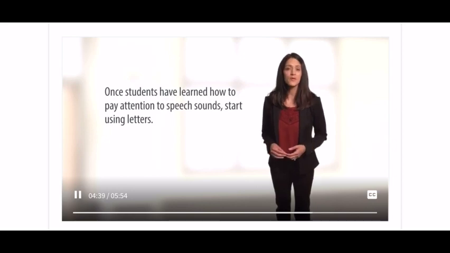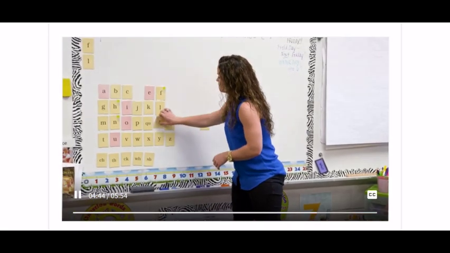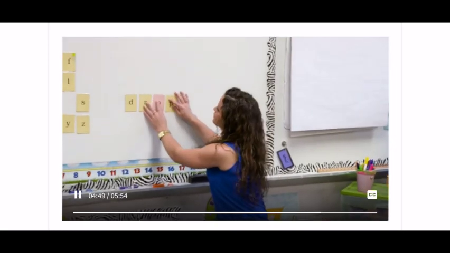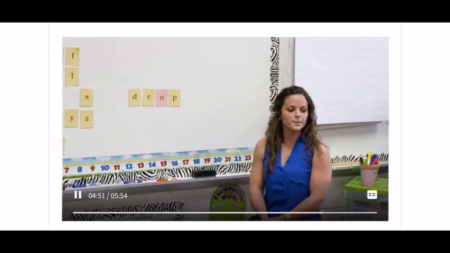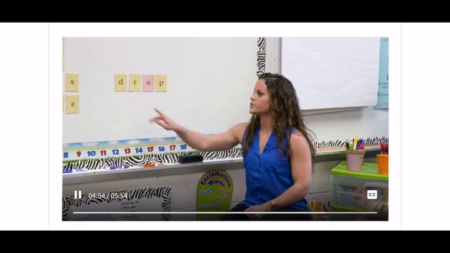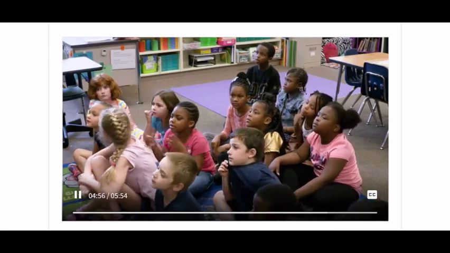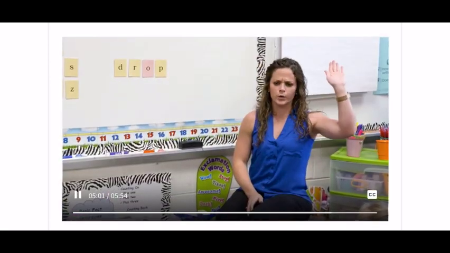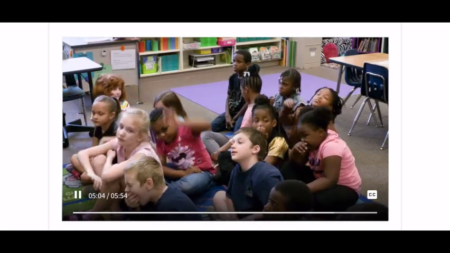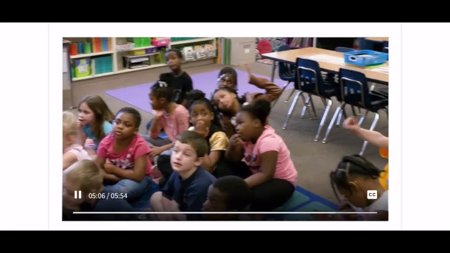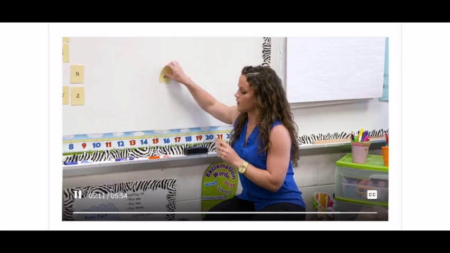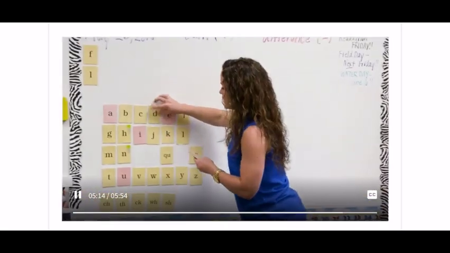Once students have learned how to pay attention to speech sounds, start using letters to represent those sounds. Doing this reinforces phonemic awareness. Here's the first word. Thumb on your heart when you're ready. Read this word to me. Drop. Good. Let's tap the sounds. Drop. Where's the blend in this word, Connor? It's D-R. Love it. Spell away. D-R-O-P. Drop. Ready? Get ready for your next word.